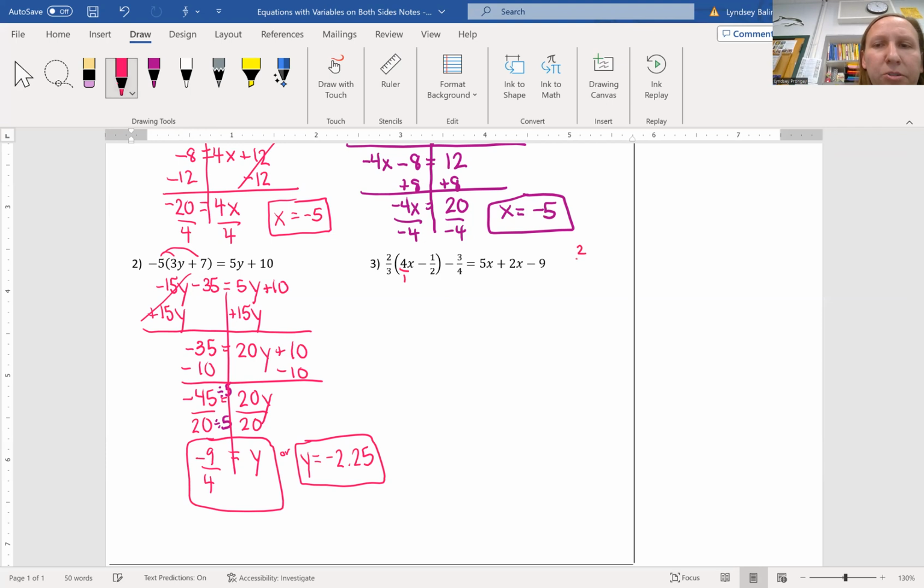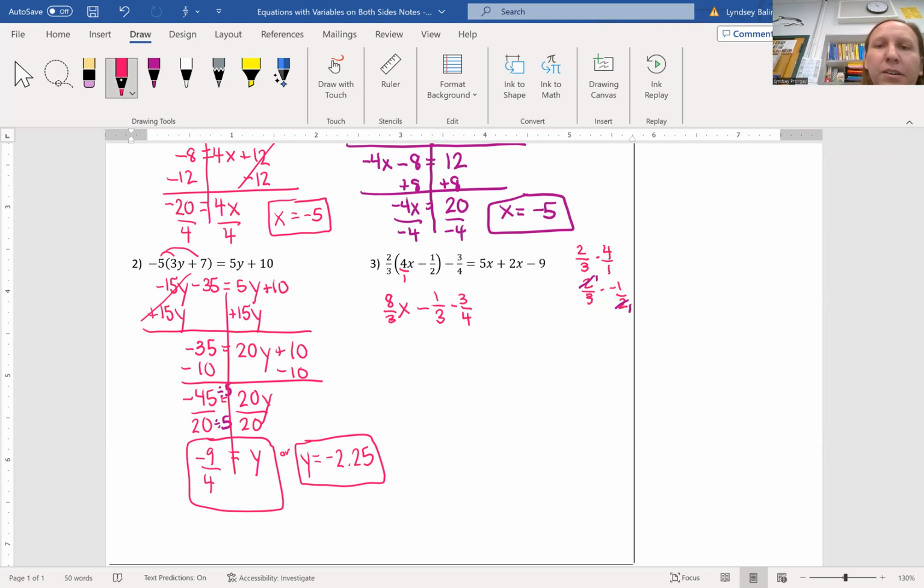What's happening is we're doing 2/3 times 4/1. And there's nothing to cross reduce. So this just ends up being 8/3 x. And we also have a 2/3 times a negative 1/2. And we do have some things to cross reduce there. Our 2's can reduce into 1's. So over there, we get a negative 1/3. So it looks scary, but if you just write it on the side, it shouldn't be too bad. And I'm going to bring down my negative 3/4 because I'm going to have a little bit more to do on that side.